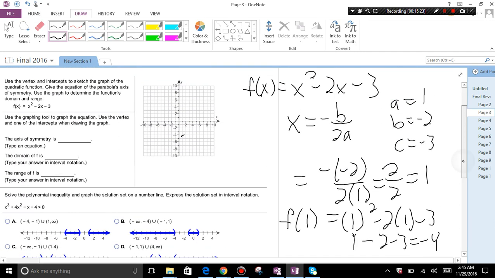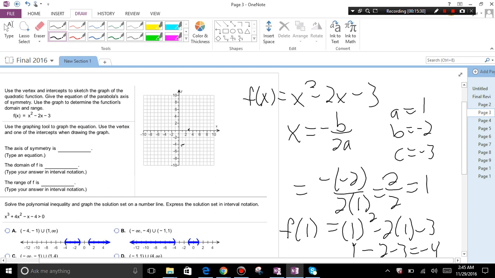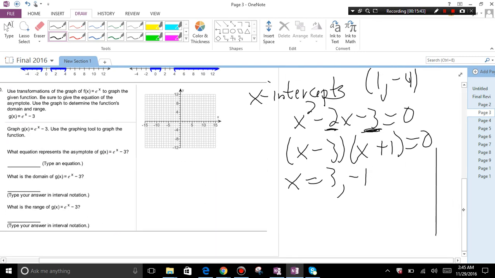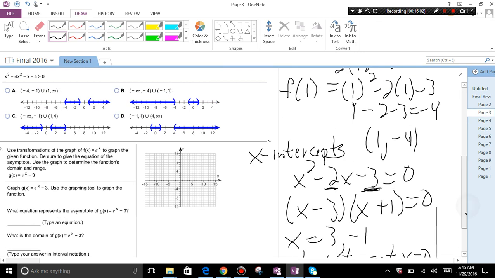And so we would like to see you understanding that the graph hits at 3 and -1, like that. It has to open up. We also want to know the y-intercept. So for the y-intercept, you set x equal to 0. When you set x equals 0 into the original function, you get 0 squared minus 2 times 0 minus 3, which is -3. So it should hit the y-axis at -3.